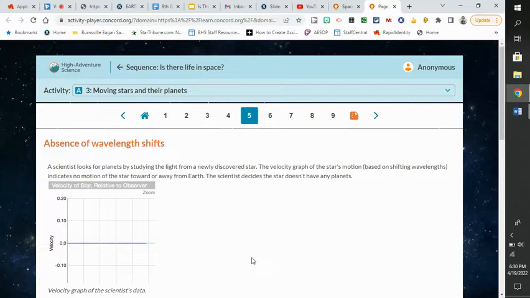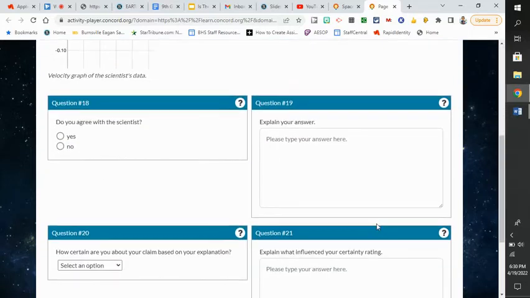Part 5. Absence of wavelength shifts. A scientist looks for planets by studying the light from a newly discovered star. The velocity graph of the star's motion, based on shifting wavelengths, indicates no motion of the star toward or away from Earth. The scientist decides the star doesn't have any planets. Do you agree with the scientist? Explain your answer. How certain are you about your claim based on your explanation, and what influenced your certainty rating?